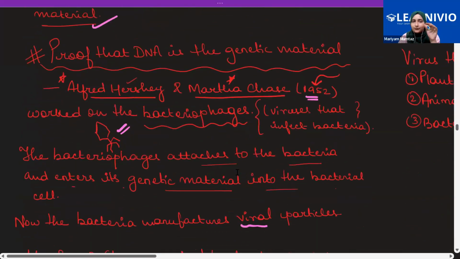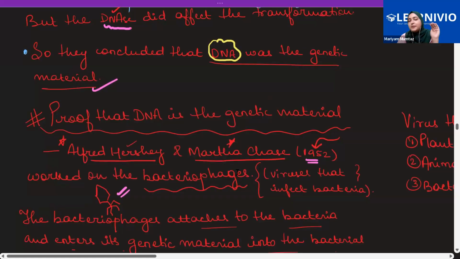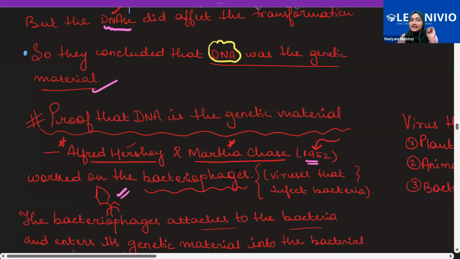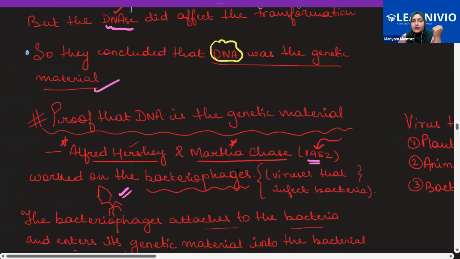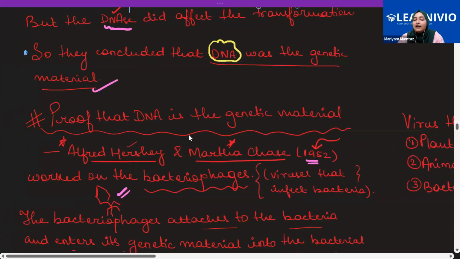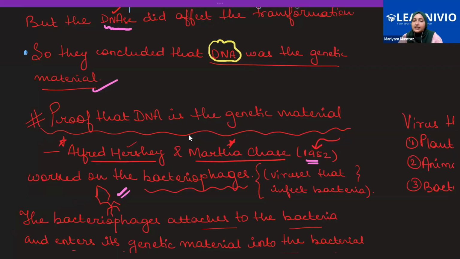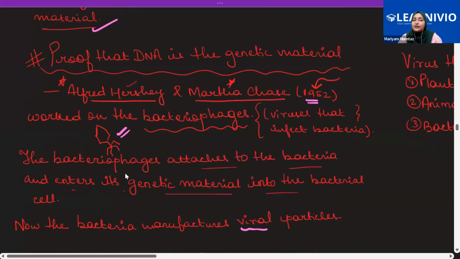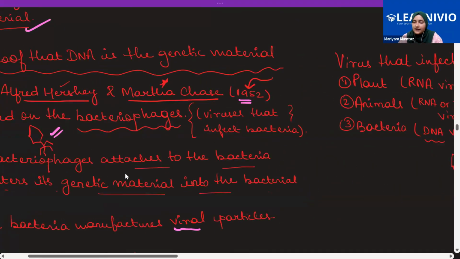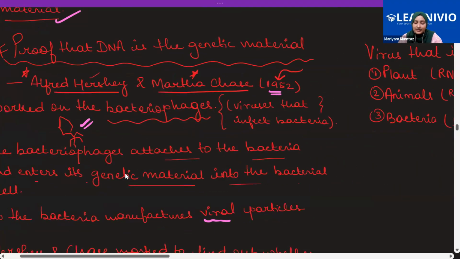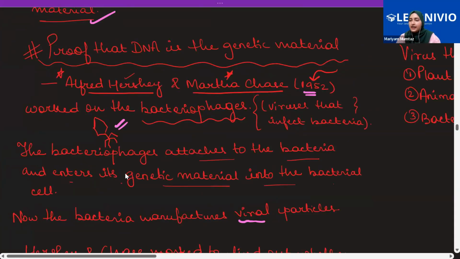Now people, once this was speculated, people started to find the proof that yes, indeed, DNA was the genetic material. So there were two people, Alfred Hershey and Martha Chase, in the year 1952. They started to work on bacteriophage. Now, what are bacteriophages? Bacteriophages are those kind of viruses that infect the bacteria.